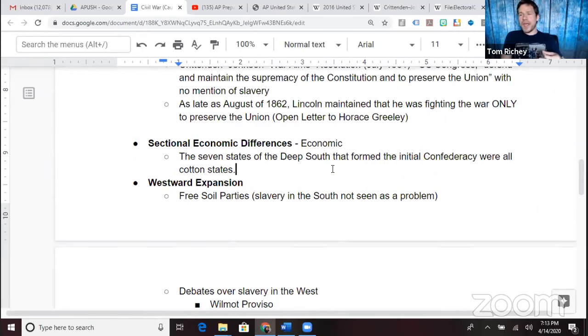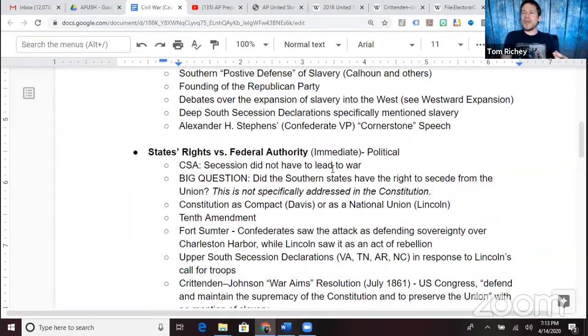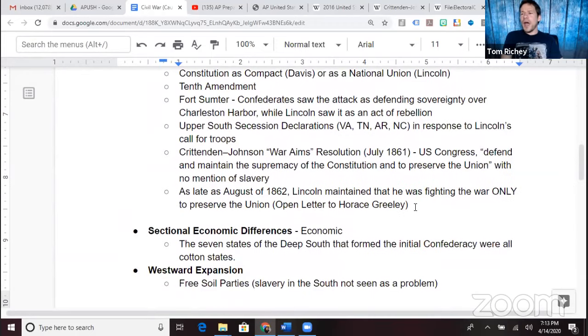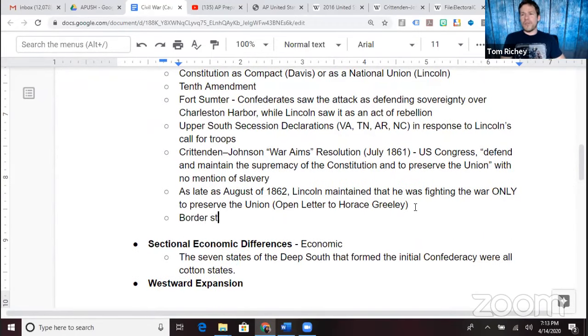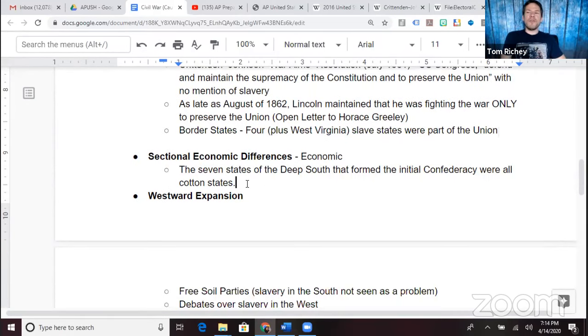Now, there were slave states as well, and that's another thing you would note when you say it was about states' rights: the border states, 4 plus West Virginia. These slave states were part of the Union. Kentucky stayed in the Union, Missouri stayed in the Union, Maryland and Delaware stayed in the Union. So there were slave states that stayed in the Union. If we're going for sectional economic differences, first of all, these were cotton states, and the cotton states had their own agenda.